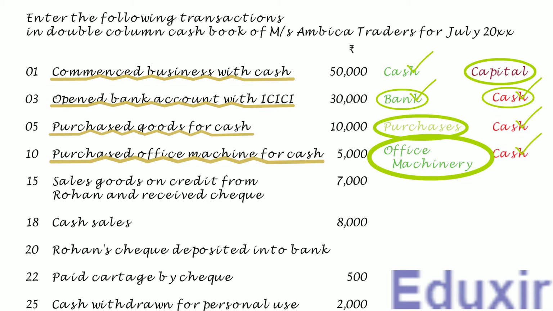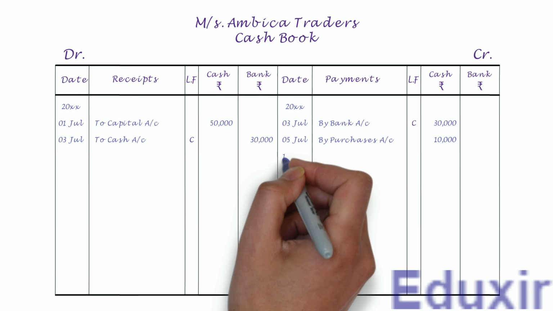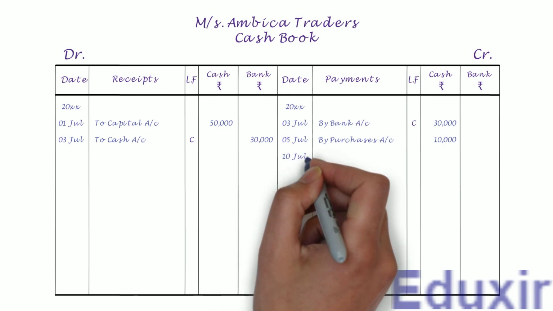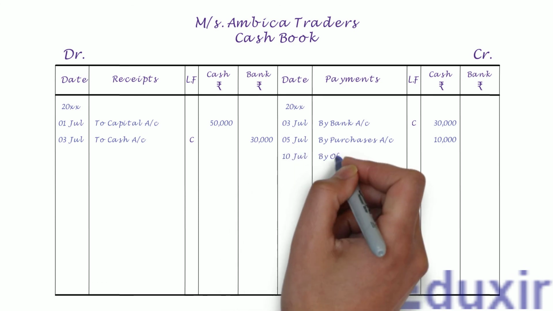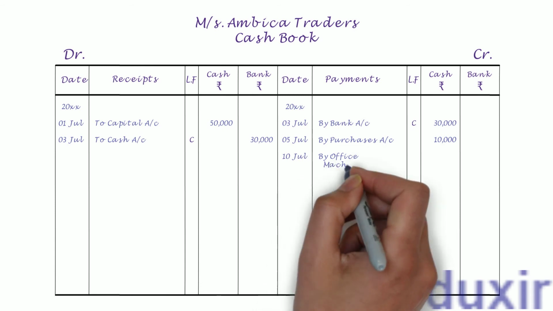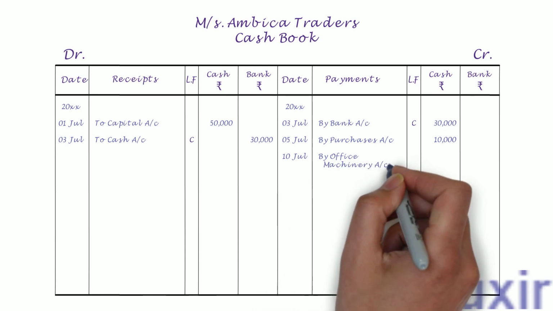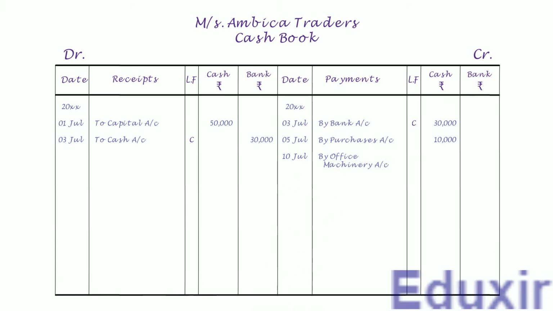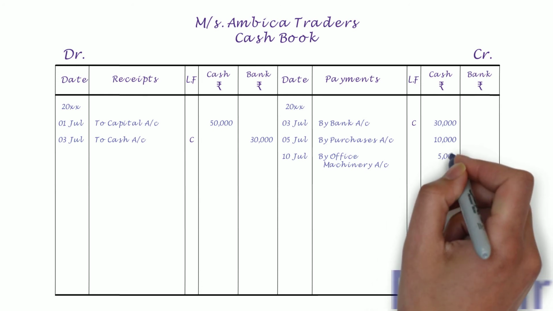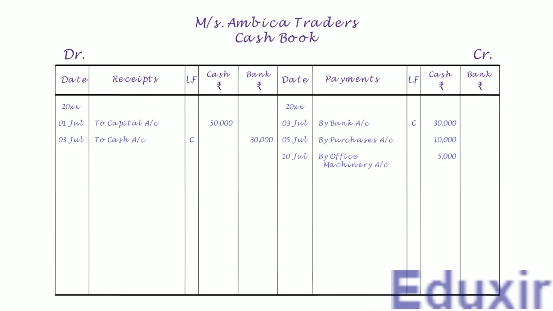With this analysis at our disposal, let us proceed with the posting of this transaction on the credit or payment side of the cash book. Let us first record the date. Let us then record the office machinery account in the payments column. Let us then record the credit amount of 5,000 rupees in the cash column. With that, we have completed the posting of this transaction into the cash book. Let us now take up the next transaction.